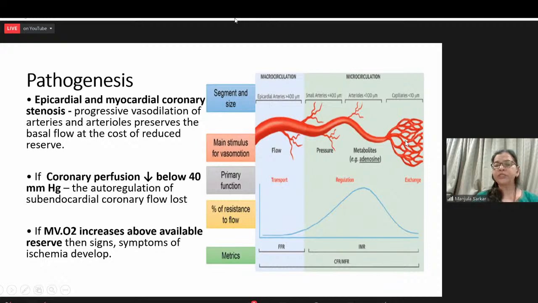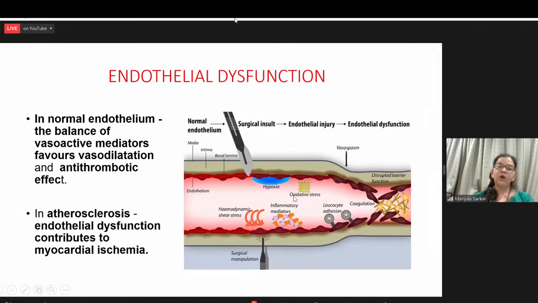So basically, the microcirculation gets affected because of the main stimulus of vasomotion. Its primary functions, transport, regulation, and exchange of oxygen, and percentage of resistance to flow, get affected. Now, this slide tells us how endothelial dysfunction occurs. This is the normal endothelium. When a stimulus occurs, whatever the reason, there is hypoxia, which leads to oxidative stress and vasospasm, and the oxygen supply suffers. In normal endothelium, the balance of vasoactive mediators favors vasodilatation and an antithrombotic effect. But in atherosclerosis, endothelial dysfunction contributes to myocardial ischemia.